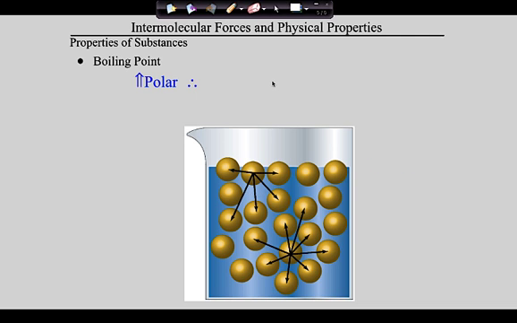The idea is this. Highly polar molecules have strong intermolecular forces. Strong intermolecular forces are hard to break. So what's going to be true of the boiling temperature? High or low? High.